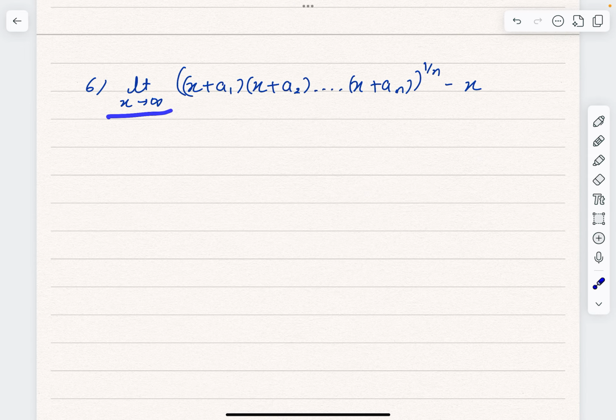Limit x tends to infinity, ((x plus a1)(x plus a2) up to (x plus an)) whole raised to power 1 by n, minus x. You can give it a try. Let us start discussion now.